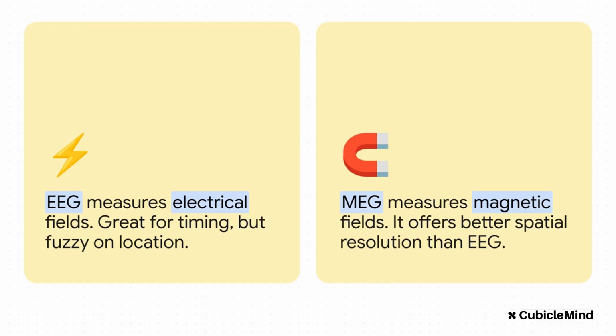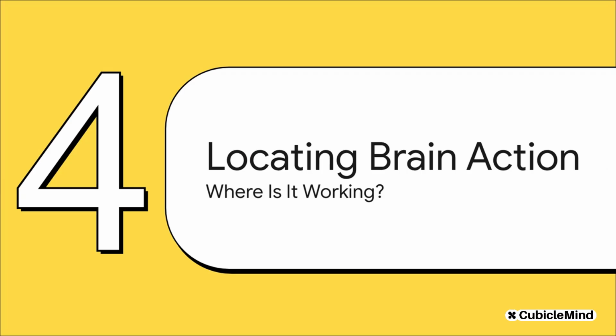The two heavy hitters here are EEG and MEG. You've probably seen EEG caps with all the electrodes. It's a classic tool for things like sleep studies or looking at epilepsy. It tells you when something is happening with unbelievable precision, but it's a little fuzzy on exactly where. MEG, on the other hand, measures magnetic fields, which gives it a slightly better ability to pinpoint the location of all that activity.